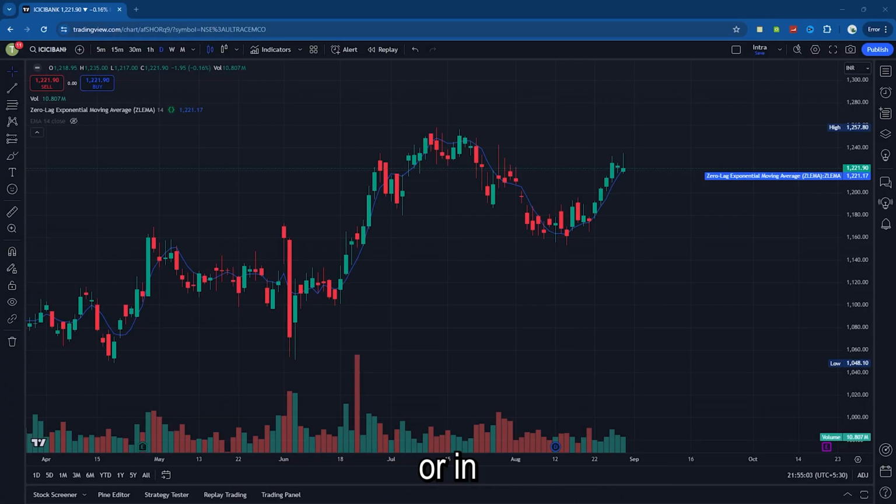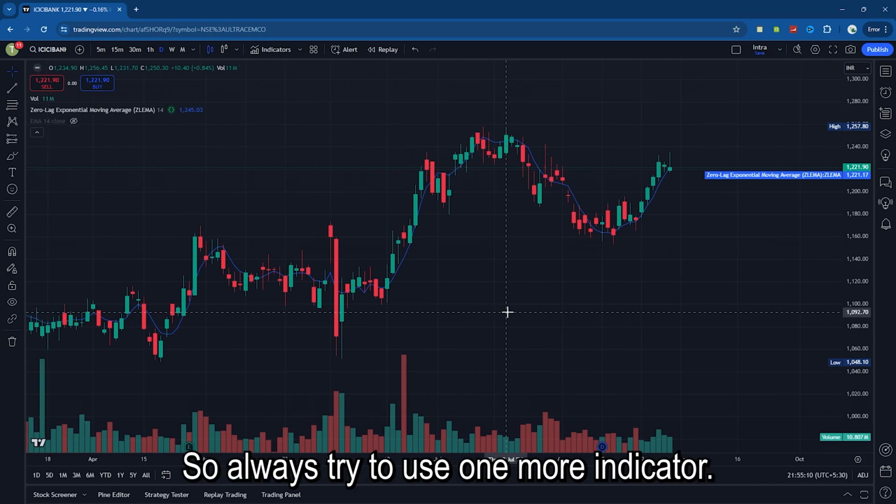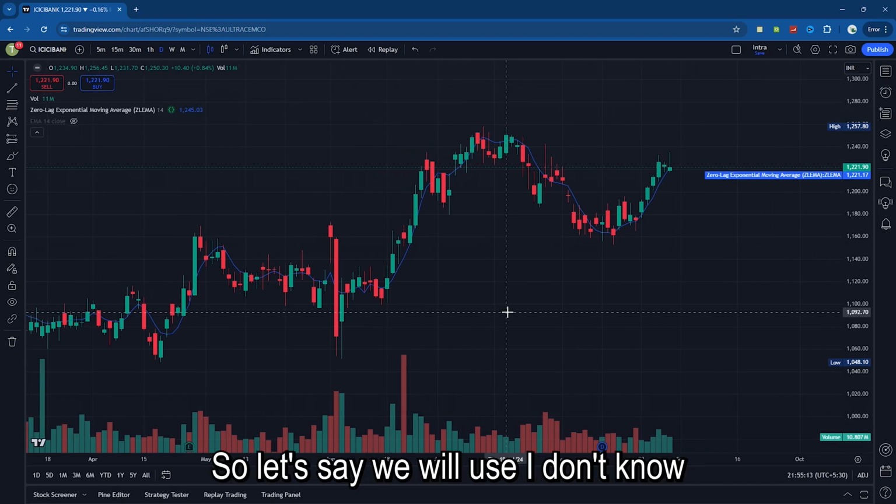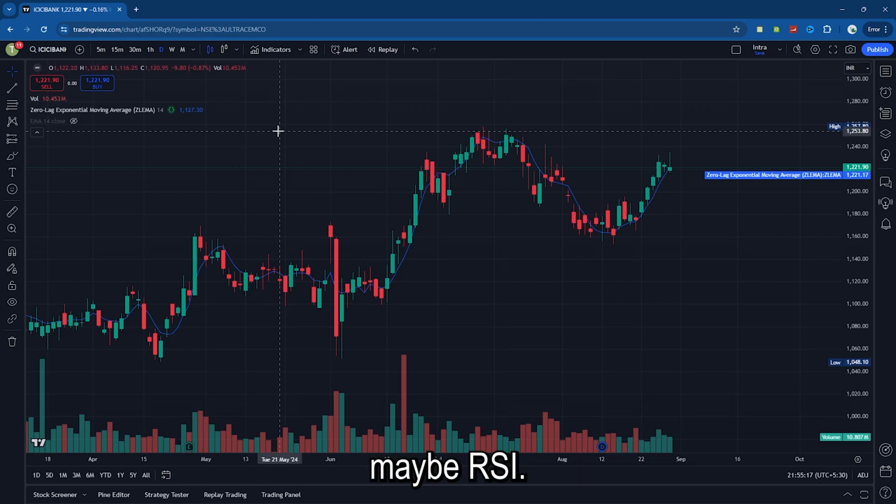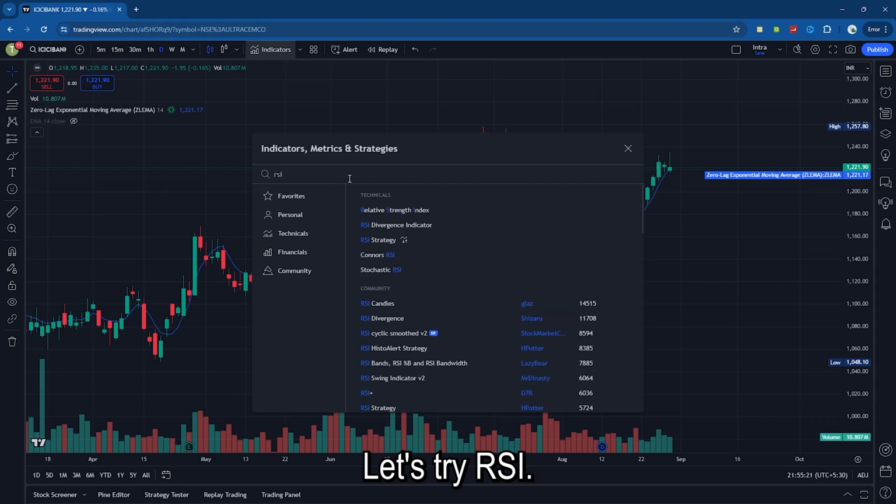Now see, in most of the videos I would suggest not to use any indicator alone. So always try to use one more indicator. Let's say we will use, I don't know, maybe RSI. Let's try RSI. Let's try to add it.